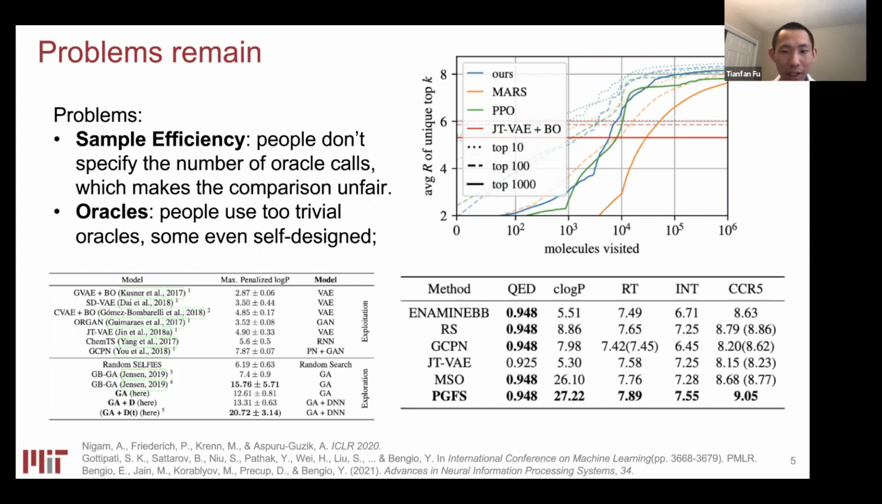Another example is the logP score, which prefers large benzene rings or carbon atoms. So if you grow the molecule by iteratively adding a benzene ring or carbon atom, the logP score would continue to grow. So it's also a very trivial oracle.